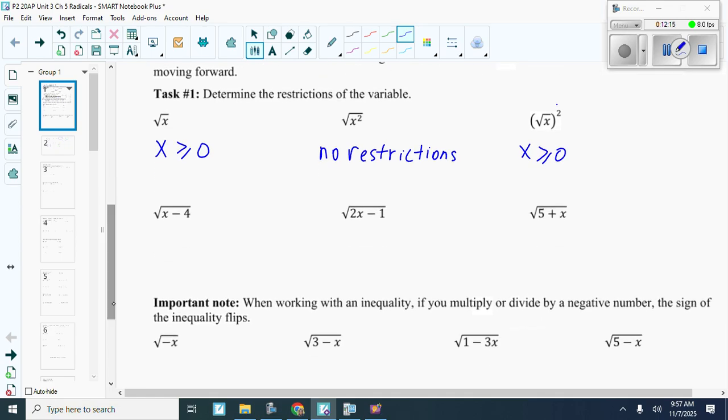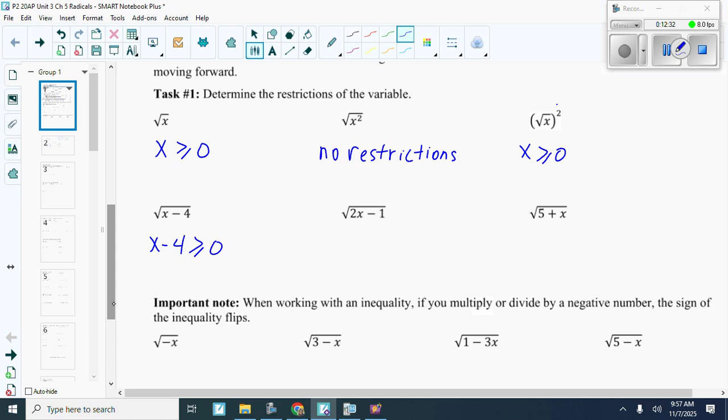Okay, so just pay attention to some of the little nuances that are going on. Now, just like we looked at what it was when it was a plain x, we're going to add a little bit to the radicand. So you take the entire radicand, which is x minus 4, and you say that has to be greater than or equal to 0.